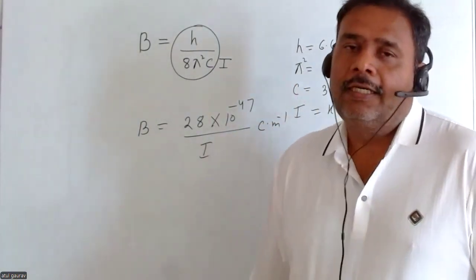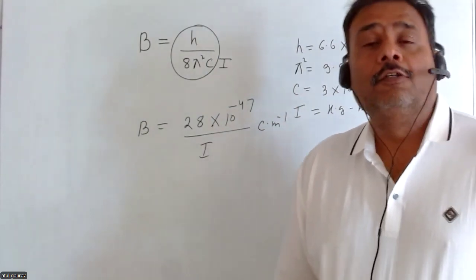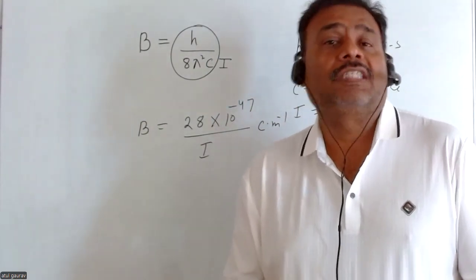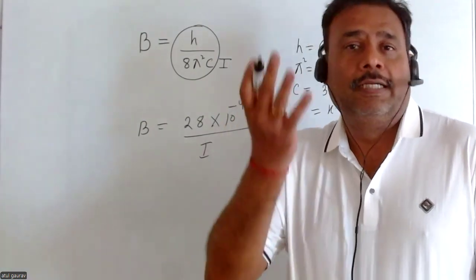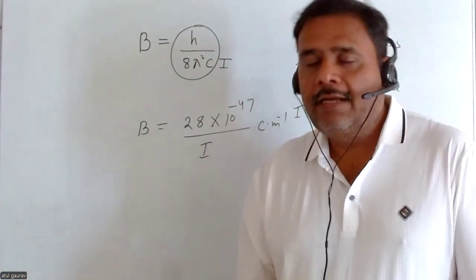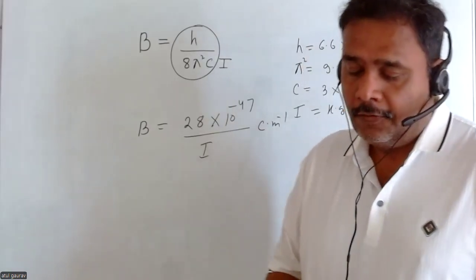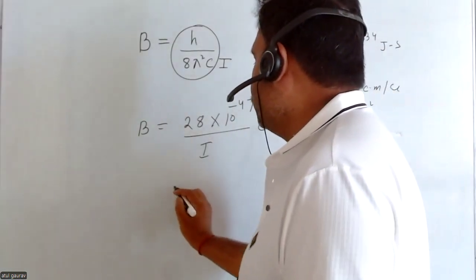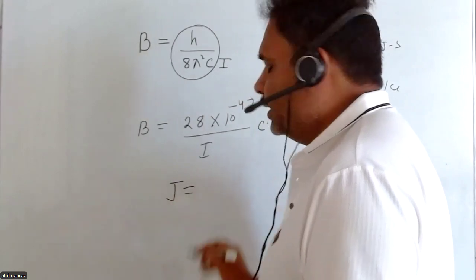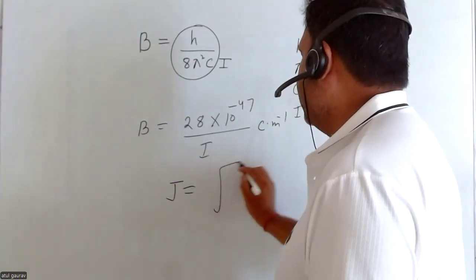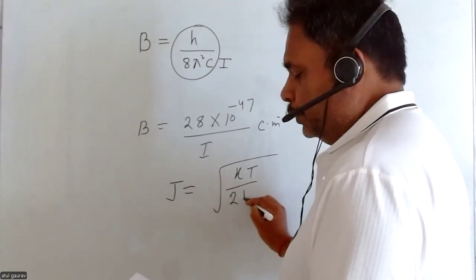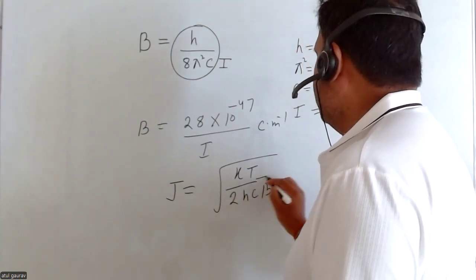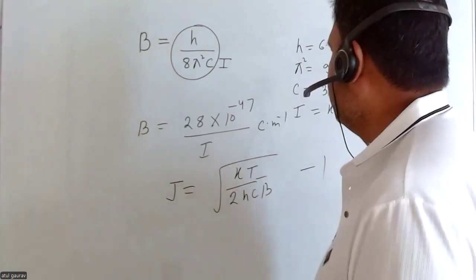The other thing in rotational spectra is that you have to find the value of J for which the intensity will be maximum. And here we have also one very interesting expression. So what is this particular J? You can easily calculate it. That value is J = sqrt(kT upon 2hcB) minus 1 (that is, (kT/2hcB)^(1/2) − 1).